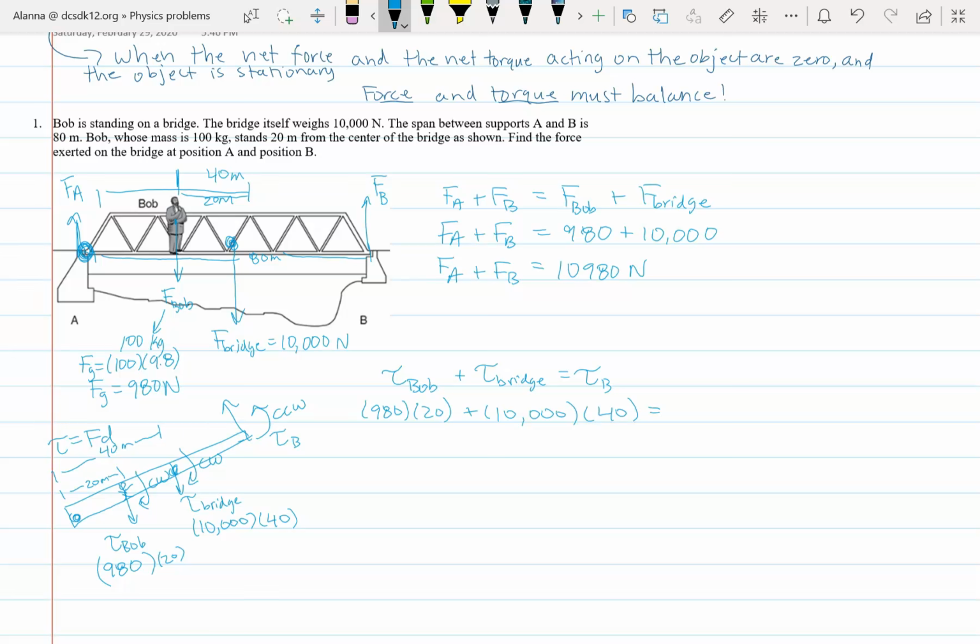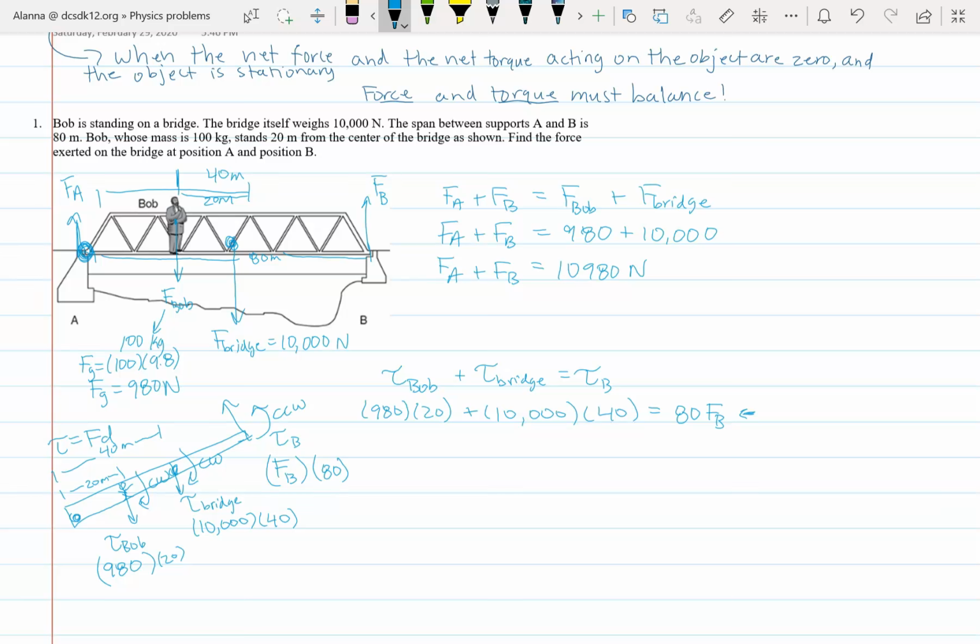And then what is the torque from B going to be? Well, it's going to be the force of B, which we don't know yet, times its distance from the axis of rotation. And we know that the bridge is 80 meters long, so that's going to be 80. So we're going to say 80 FB. So we can now see that we can use the expression for torque to find FB, plug that back into our equation for forces to find FA.